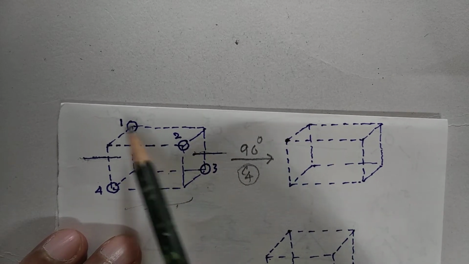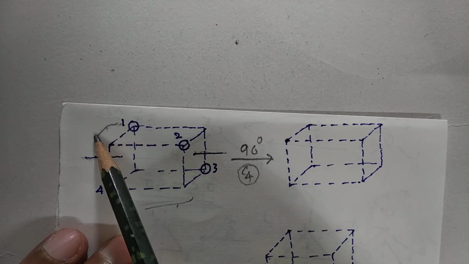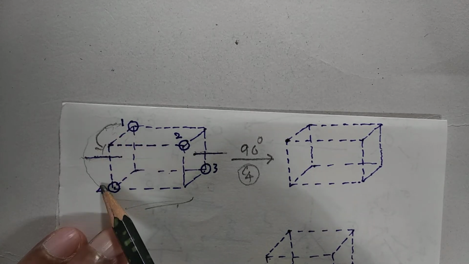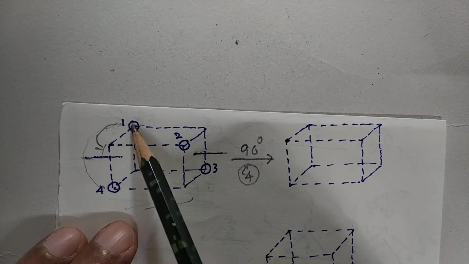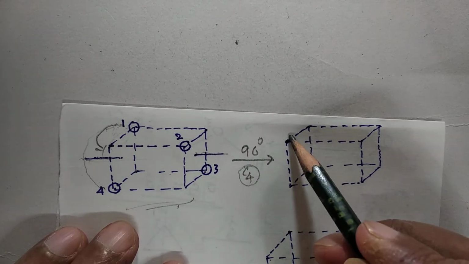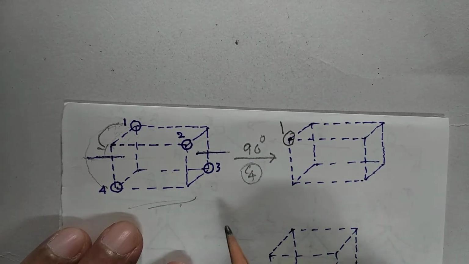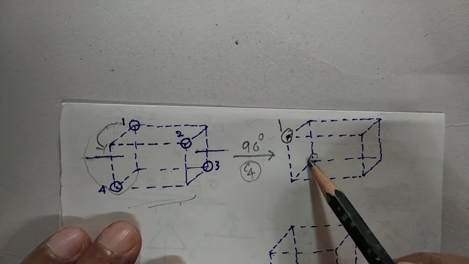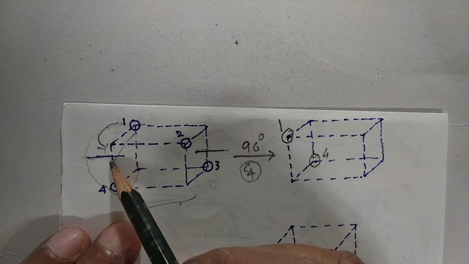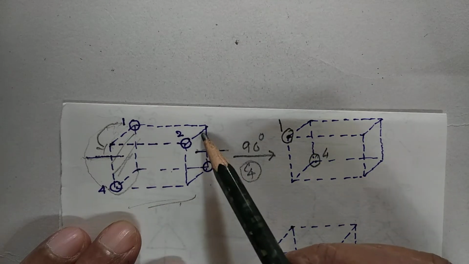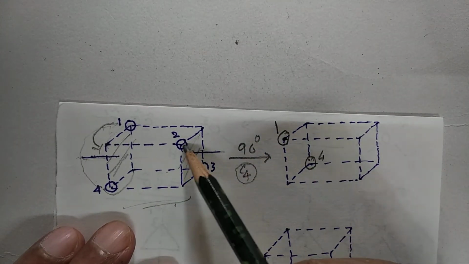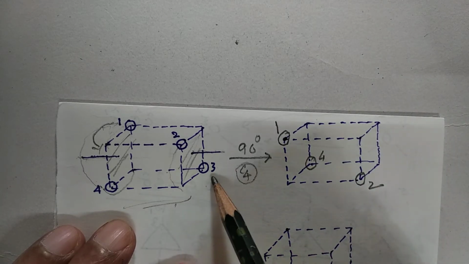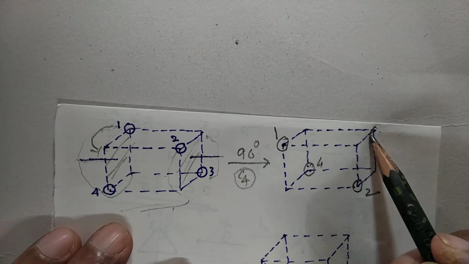Then what will happen? By 90 degree rotation, 1 will come here. By 180 rotation, 1 comes to 4. Then by 90 degree rotation, 1 will come here. Vertex 1 will come here. 4 will go to this place, because this plane cannot change. Similarly here, this plane cannot change. 2 will come to this position. 2 comes here. And 3 goes to this position.